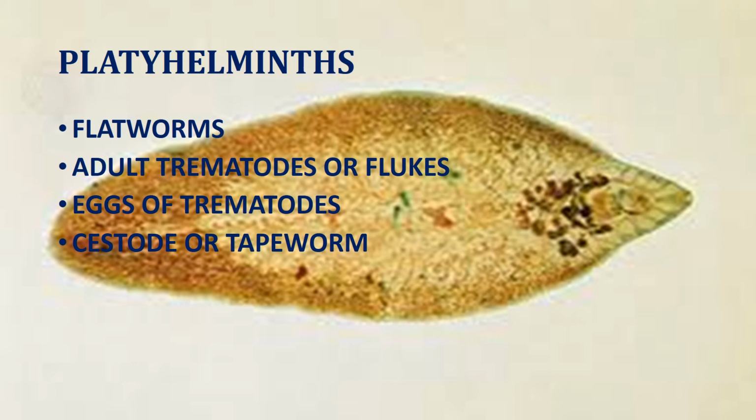A cestode or tapeworm consists of a scolex and proglottids. Humans serve as a definitive host for the beef tapeworm, and cattle are the intermediate host. Humans serve as definitive host and can be an intermediate host for the pork tapeworm. Humans serve as intermediate host for Echinococcus granulosus. The definitive hosts are dogs, wolves, and foxes.